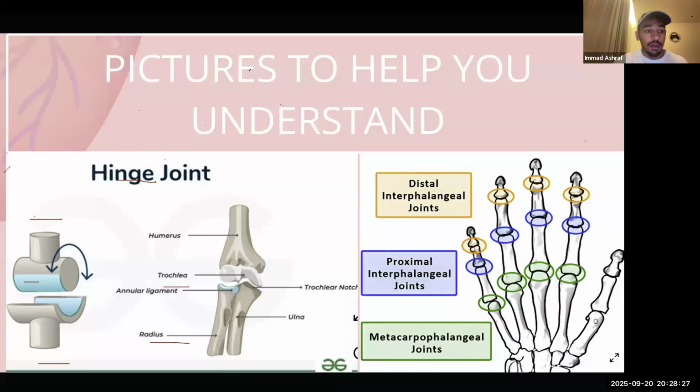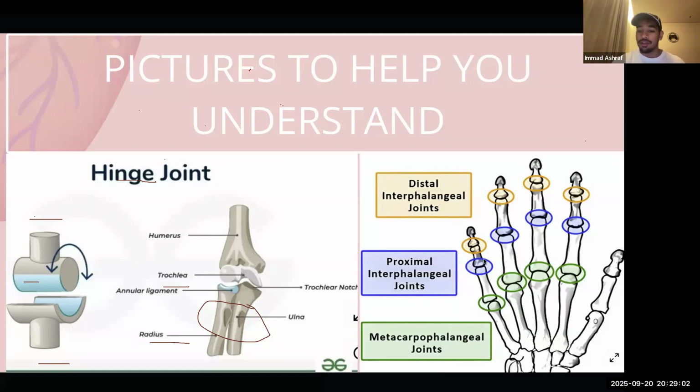Okay, great. I'll ask you guys a question now. There's a joint between the radius and the ulna. What kind of joint is that? The radio-ulnar joint. Can someone tell me? Pivot, exactly. The pivot joint is the joint where you have a sleeve and then you have the rounded end. You're going to see another picture after that which makes it more clear.